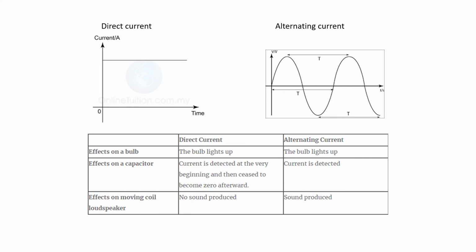This is the difference between DC and AC. I hope that by comparing this graph, you can get a clear picture, where for DC the current is constant with time, and for AC it's changing with time. This table shows the effect on a bulb, effect on a capacitor, effect on a moving coil loudspeaker. When doing the experiment in the lab, this is the effect and this is the result. So you can differentiate AC and DC by comparing their results.